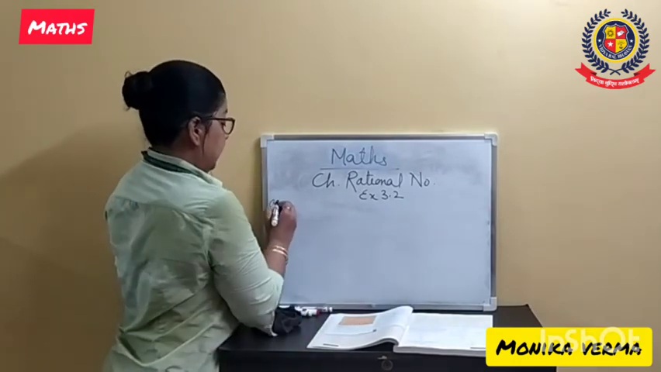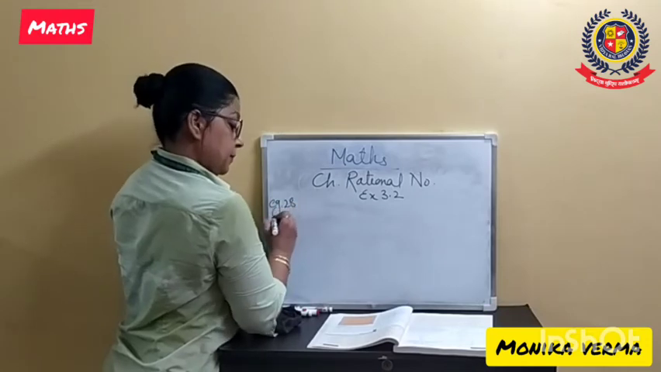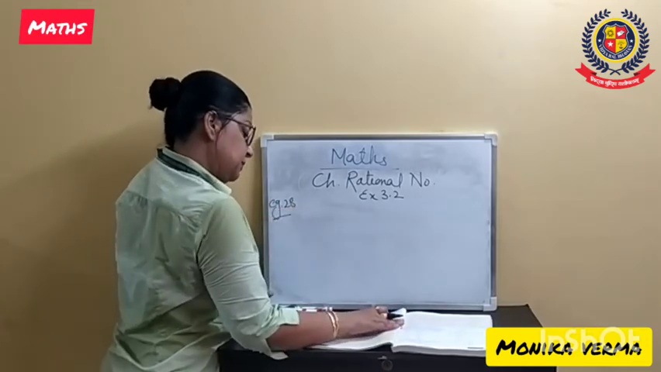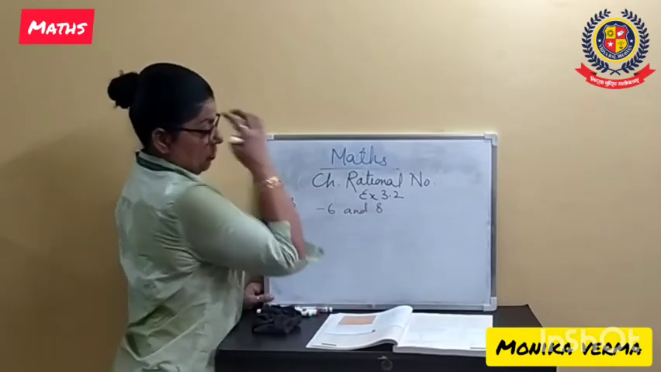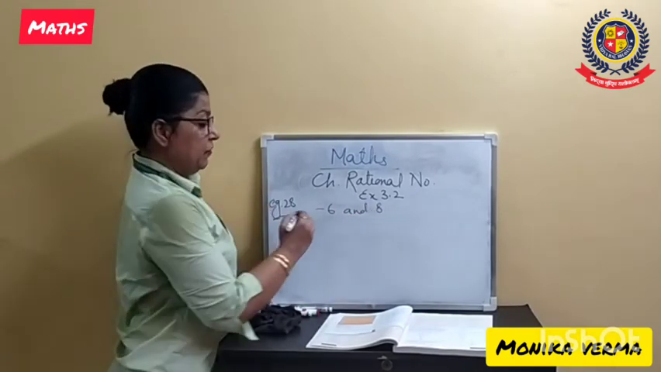Example number 28. Find the rational numbers between minus 6 and 8. So first of all we will find the LCM of 6 and 8.